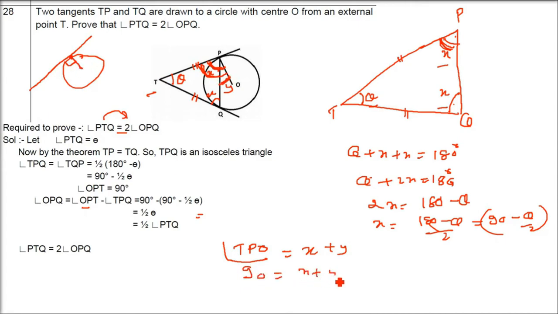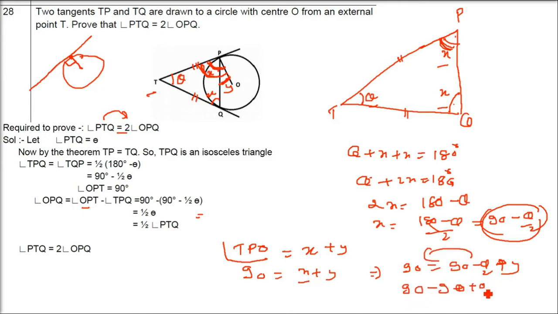So 90 is x plus y, but x is already known to us, 90 minus theta by 2. So 90 equals 90 minus theta by 2, plus y. It's not equals, it's plus y. 90 equals 90 minus theta by 2 plus y. So what about y? y equals 90 minus 90 plus theta by 2. The 90 gets cancelled. y equals theta by 2.